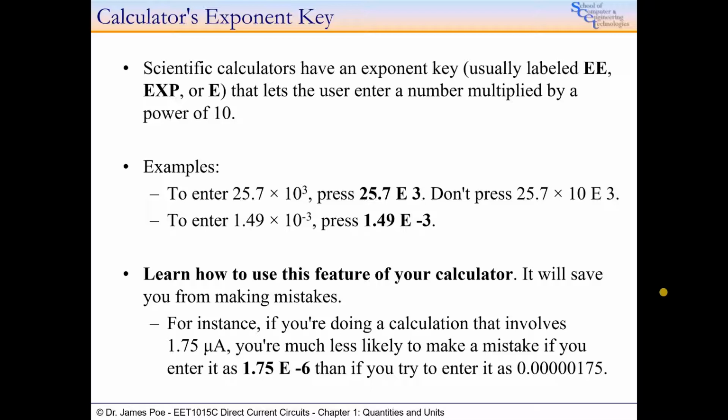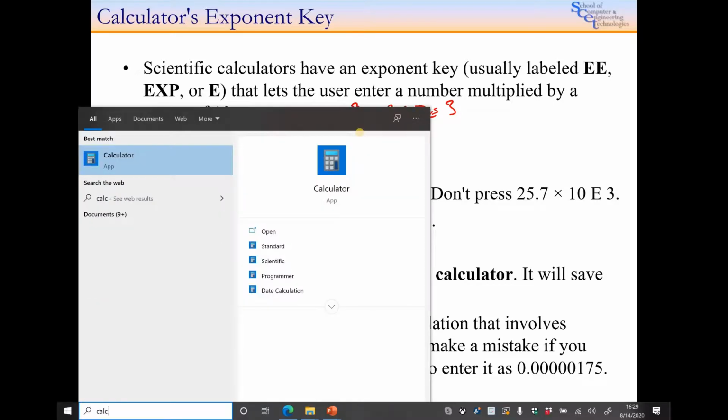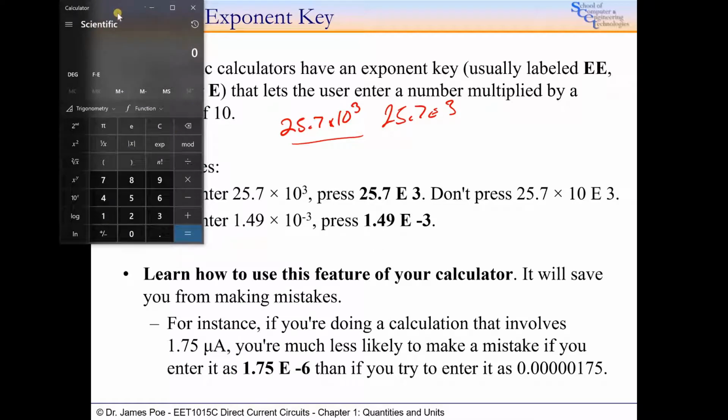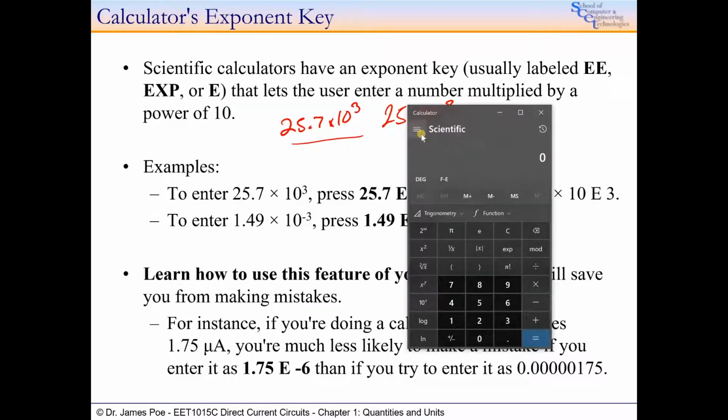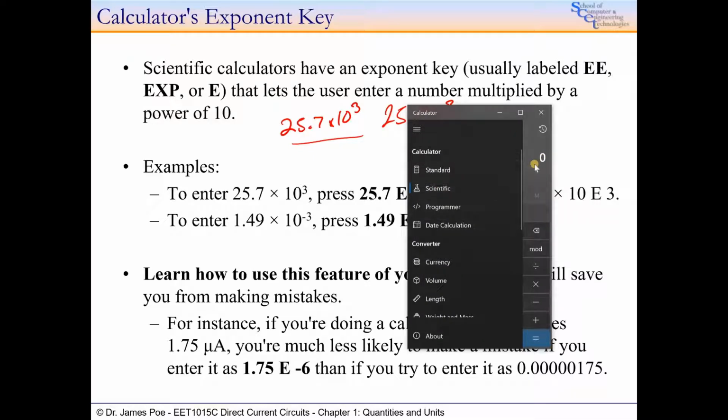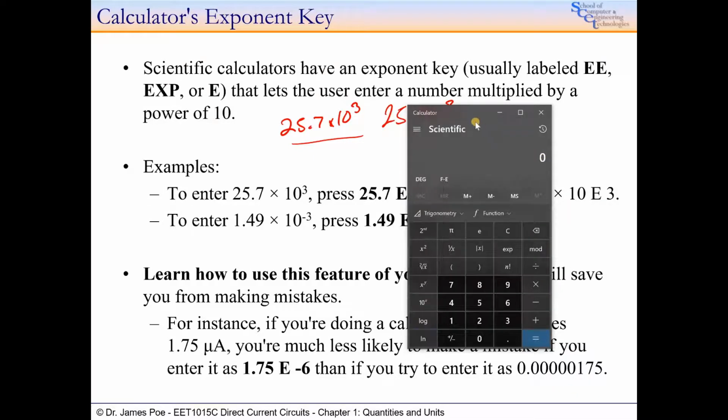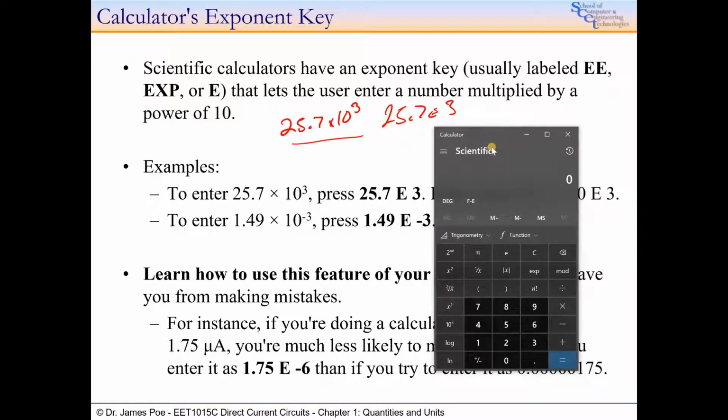I'm going to show you on the Windows calculator, which isn't ideal, but I don't really have another calculator to show you with. What you want to do is when you see something written like this, 25.7 times 10 to the 3, or you see something written like 25.7 E3, here's how you want to enter it into your calculator. You don't want to type it just like this. Let me pull up the Windows calculator. And you need to make sure you're in scientific mode. So over here, you can switch it to scientific. Like I said, don't use the Windows calculator. It's going to make you slower. Just get a regular calculator. They're like $10 or less.